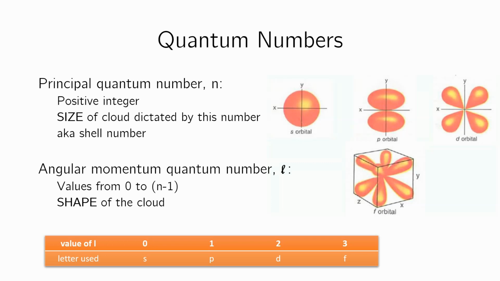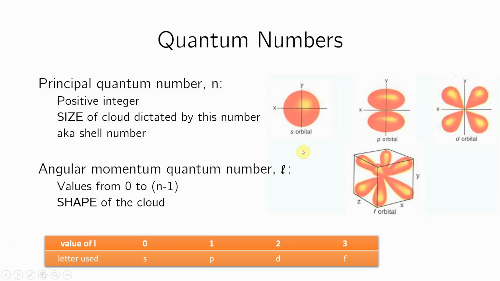N is the principal quantum number. It's a positive integer. So it's going to be 1, 2, 3, 4, 5, whatever. And it tells me the size of this cloud. Okay, where this stuff is, how big it is. So is it this big, or is it even larger? So 1 would be a small cloud, 2 would be a larger cloud, 3 would be an even larger cloud.